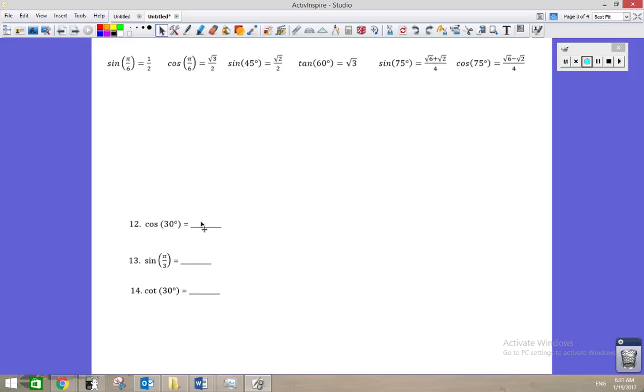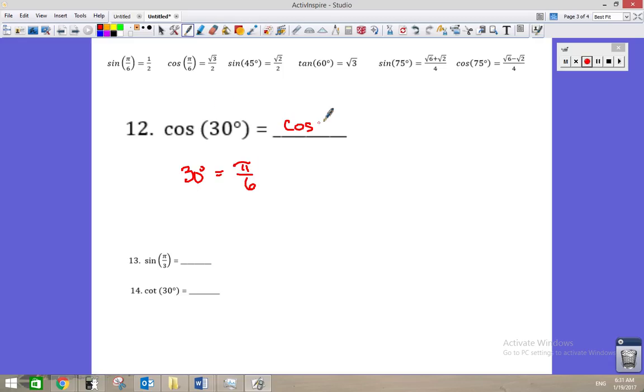All right. The cosine of 30 degrees. Well, I look among here and it doesn't give me cosine of 30 degrees directly, but I do know that 30 degrees is equivalent to pi over 6 radians, and it tells me that the cosine of pi over 6 radians is equal to radical 3 over 2. So the cosine of 30 is equal to radical 3 over 2.